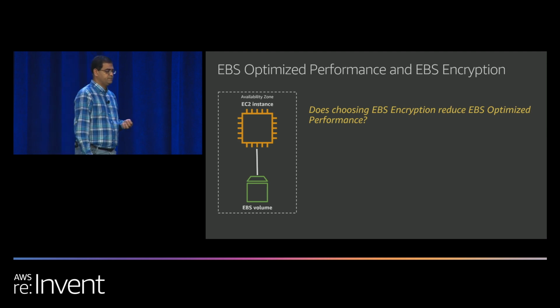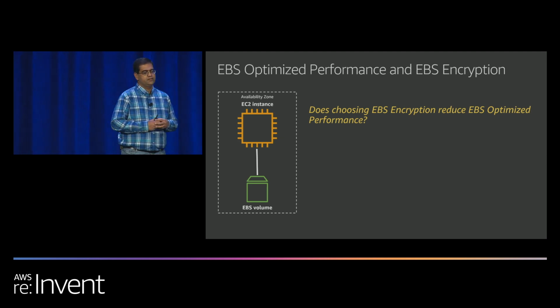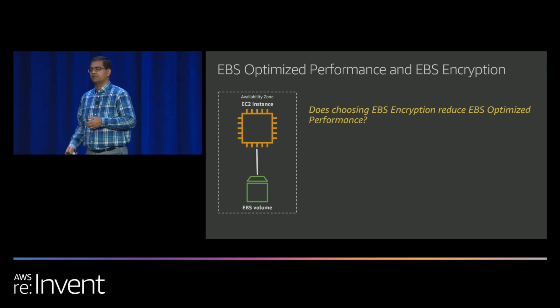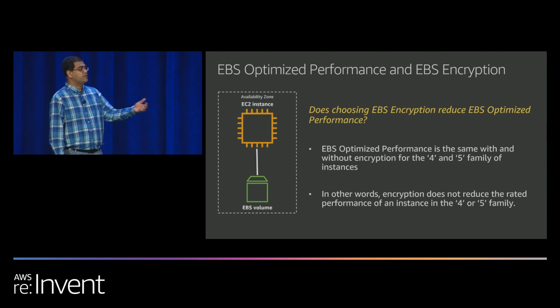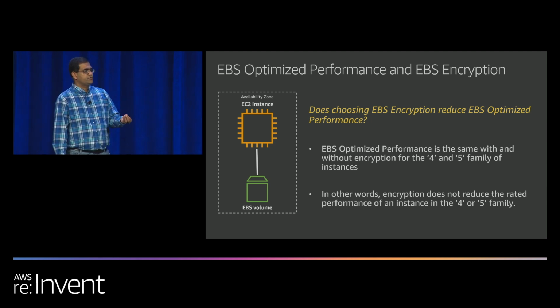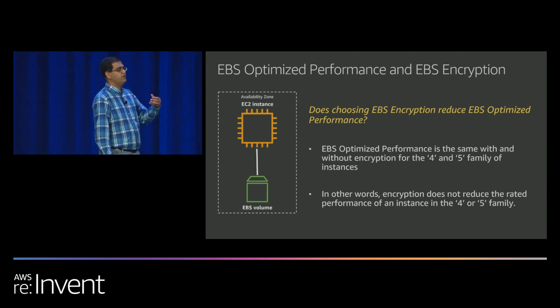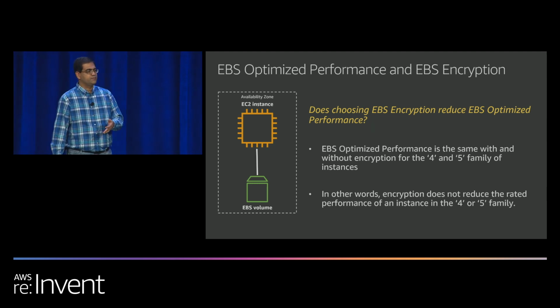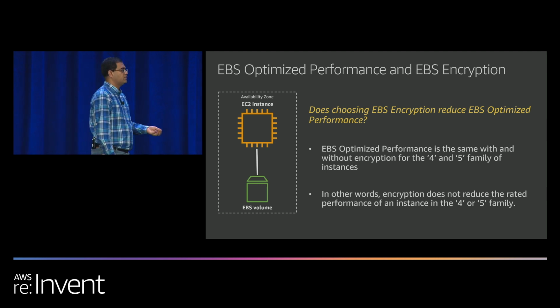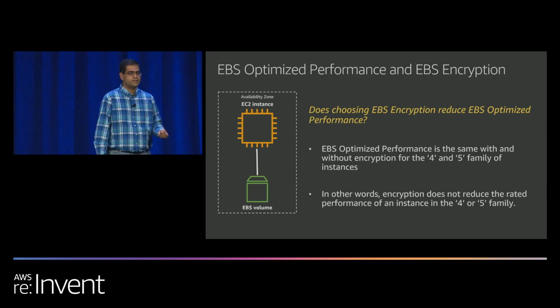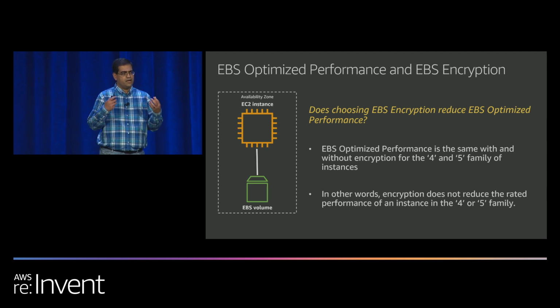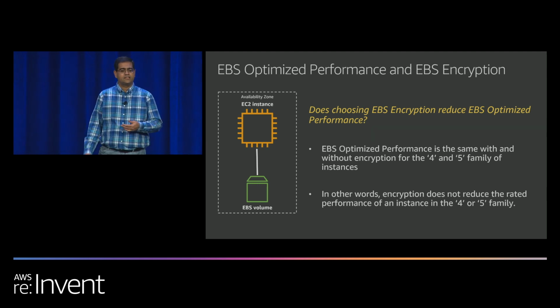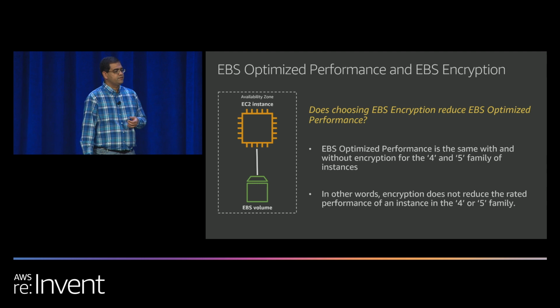One question we get asked often: if we use encryption, does my EBS optimized performance get reduced? The answer is straightforward, it's no. The rated performance on our 4 series and 5 series of instances, which is the C4, M4, R4, C5, M5, R5, is exactly the same, whether you're encrypted or not encrypted. So in other words, encrypting an EBS volume does not reduce your rated performance on those instance families. That trade-off doesn't exist. Later on, Mark will talk about why that is. But it's important for you to understand that you're not making a performance and encryption trade-off.